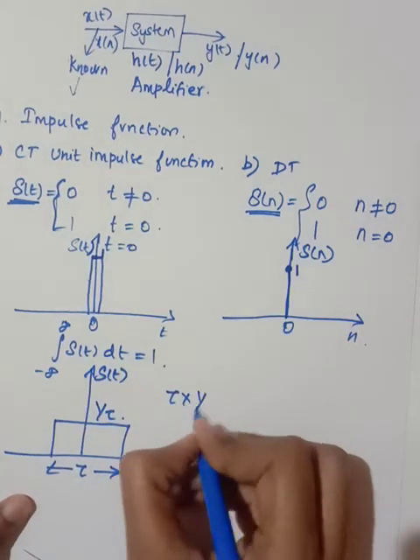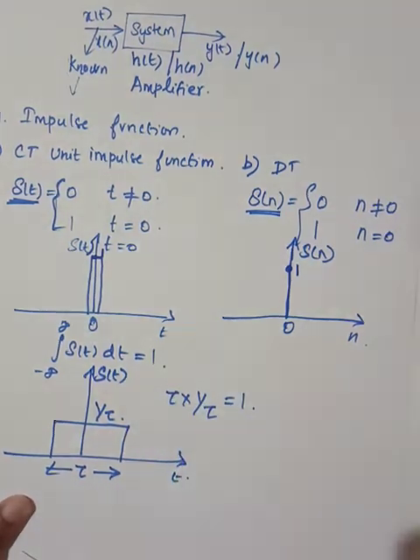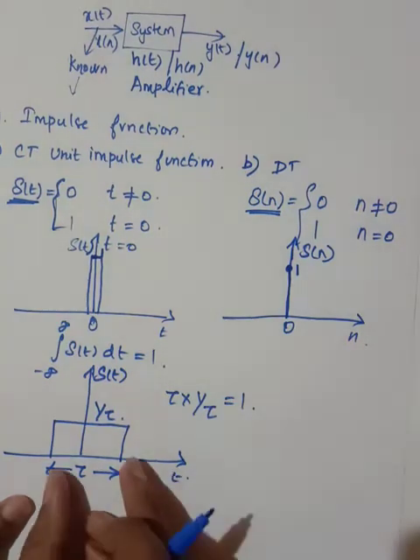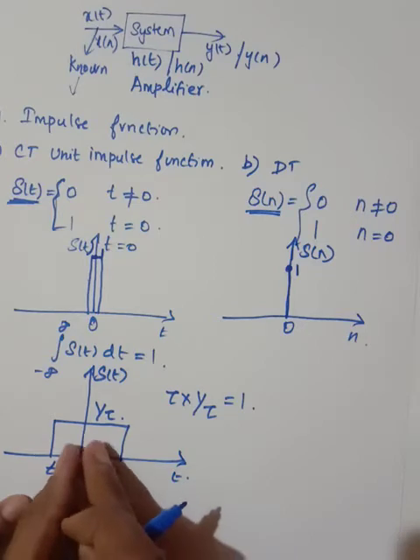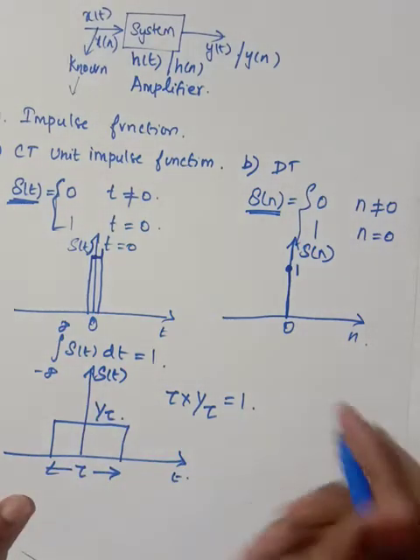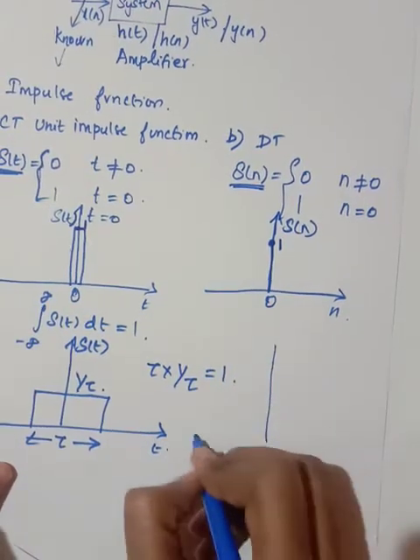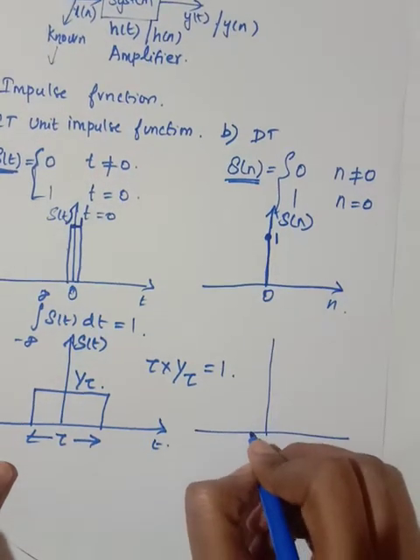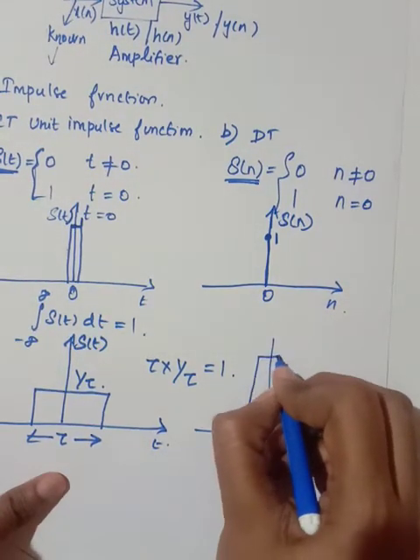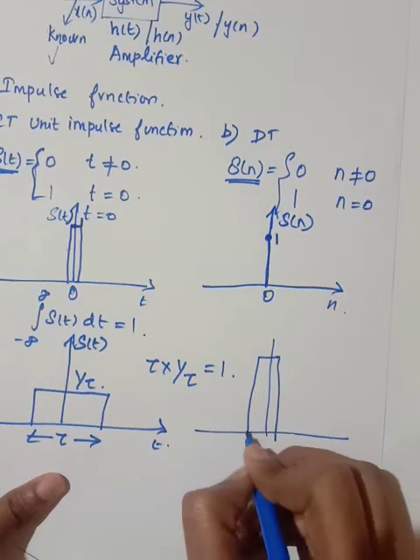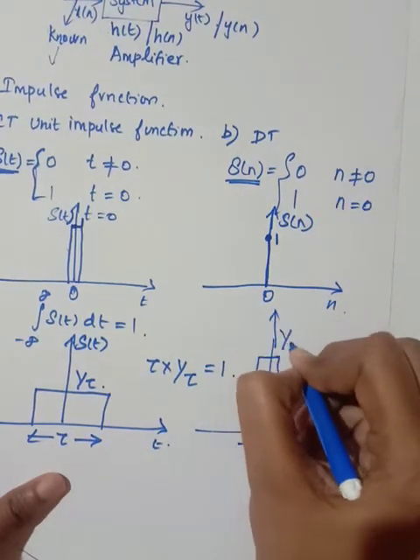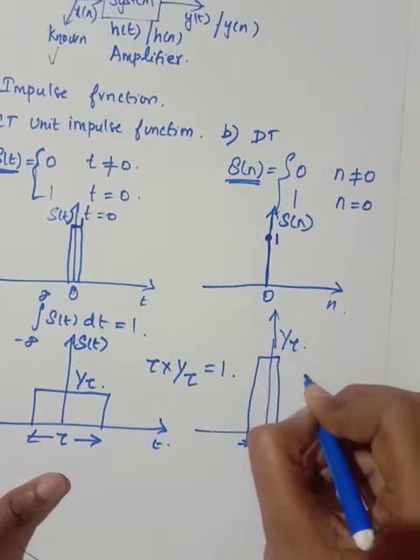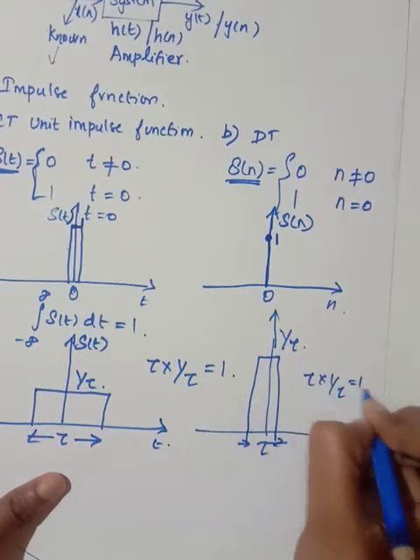So del into tau into 1 by tau, you will get 1. Now if you reduce the tau, this will increase, right? So now I am drawing the same impulse with smaller width. This height will increase, right? So here this is tau and this should be 1 by tau. So you will get tau into 1 by tau is equal to 1.